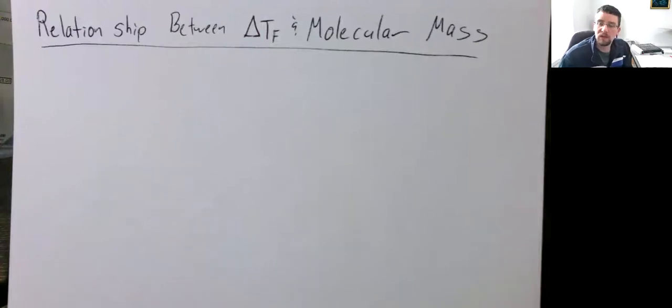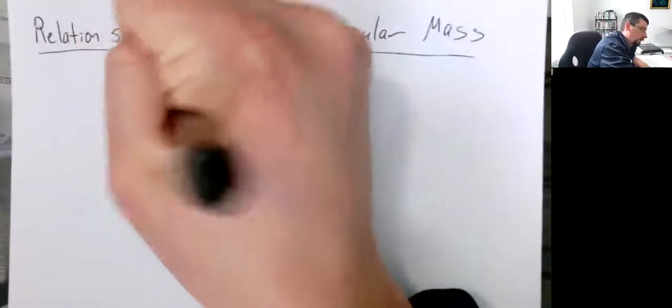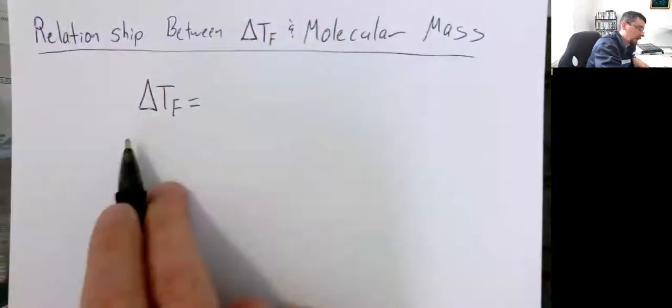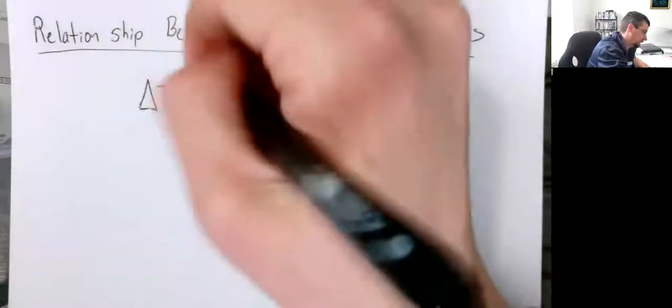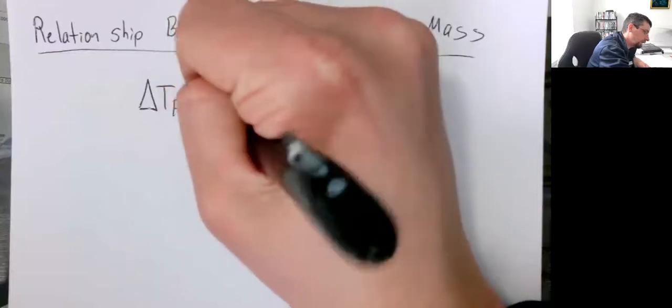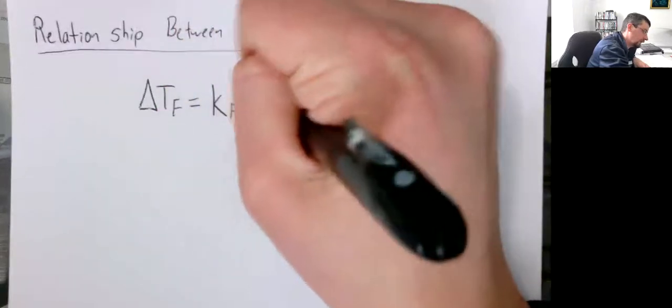So we know when we add a solute, or a set of solute particles, to a solution, the freezing point of that solution decreases. The boiling point will elevate. We know that the following formula is followed: delta TF, the change in the freezing point, is equal to Kf times m solute.